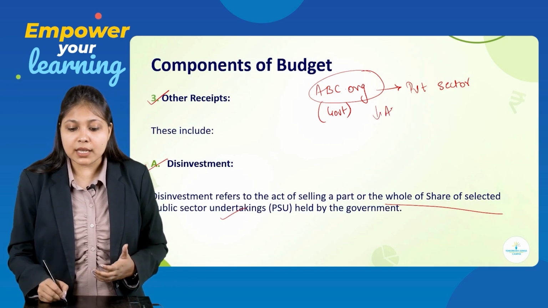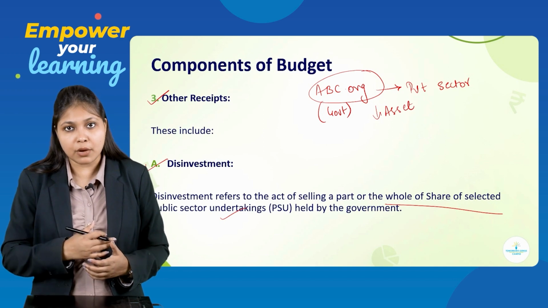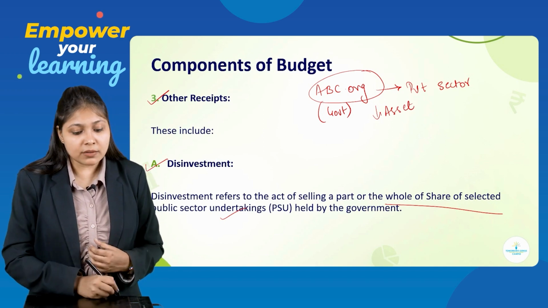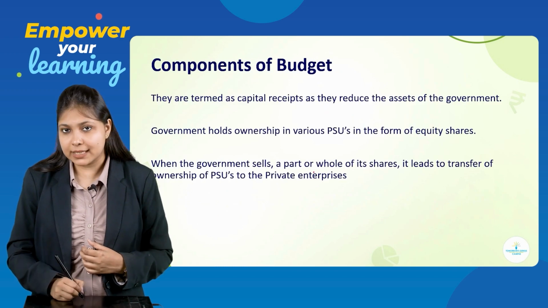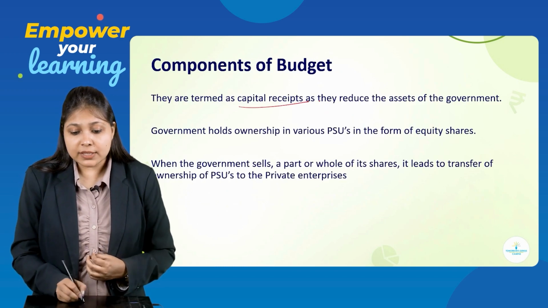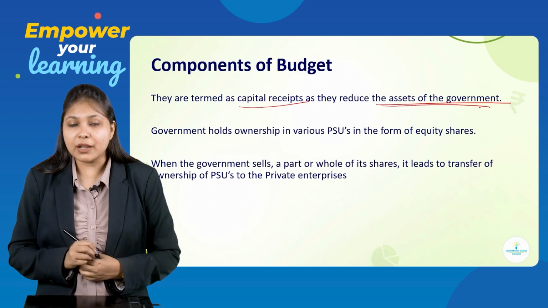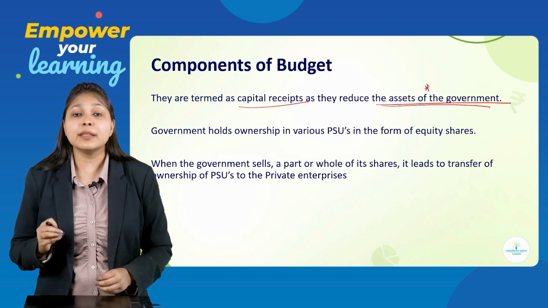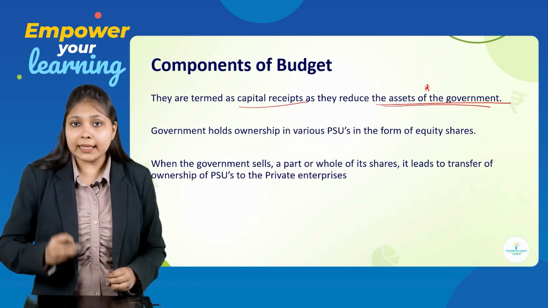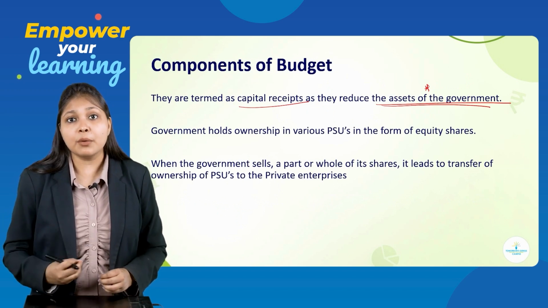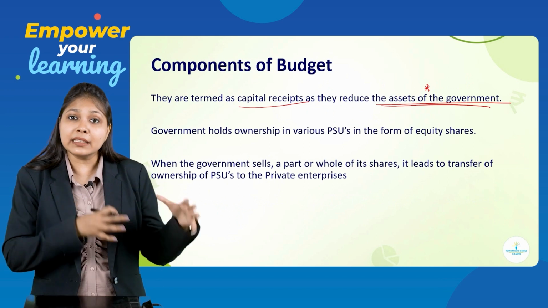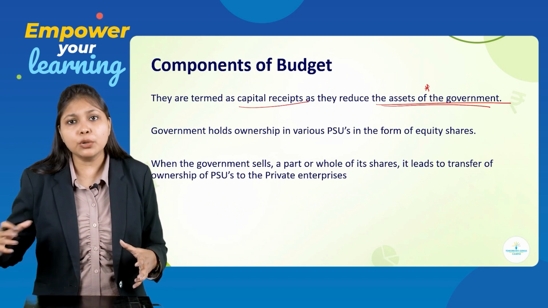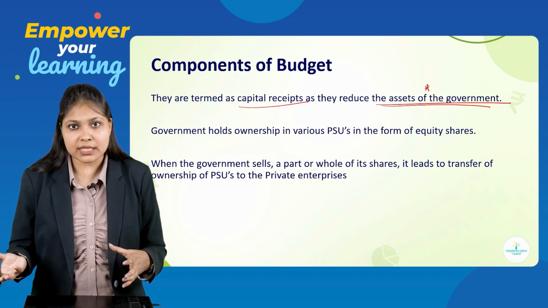Again, it is reducing the asset of the government, because the government is selling off its own company, its own enterprise. So again, disinvestment is part of a capital receipt. They are termed as capital receipts as they reduce the asset of the government. Very important. Disinvestment is also part of capital receipt, because again there is going to be a reduction in the government asset, since the entire organization or company is getting sold off to a private person or to any other XYZ person.